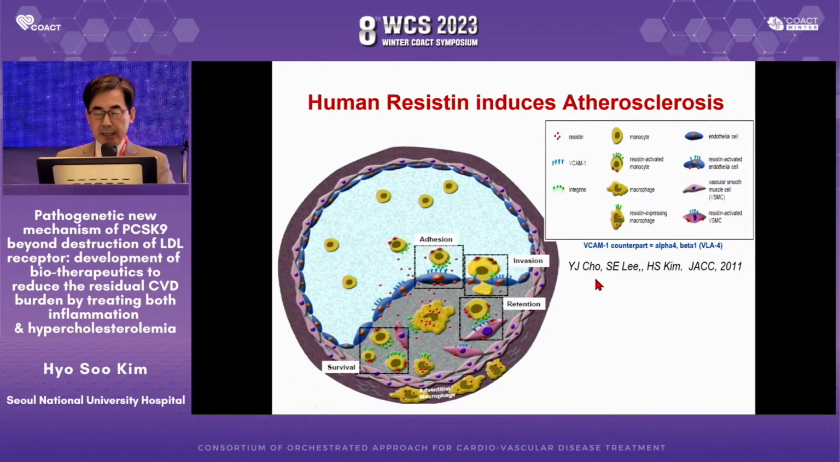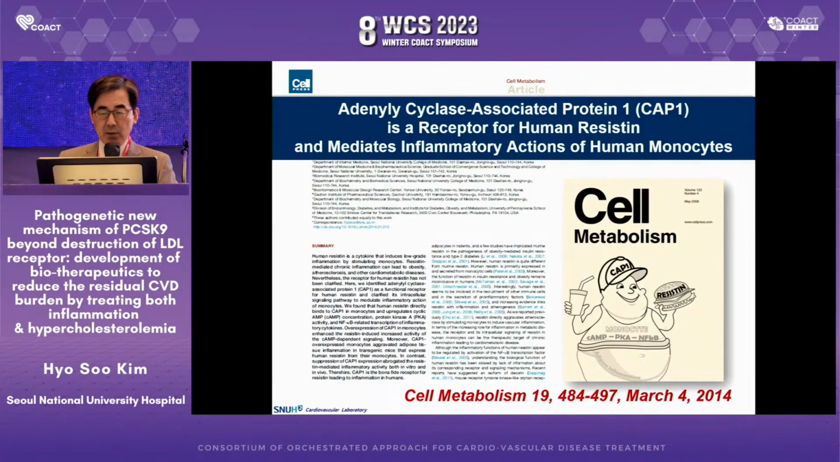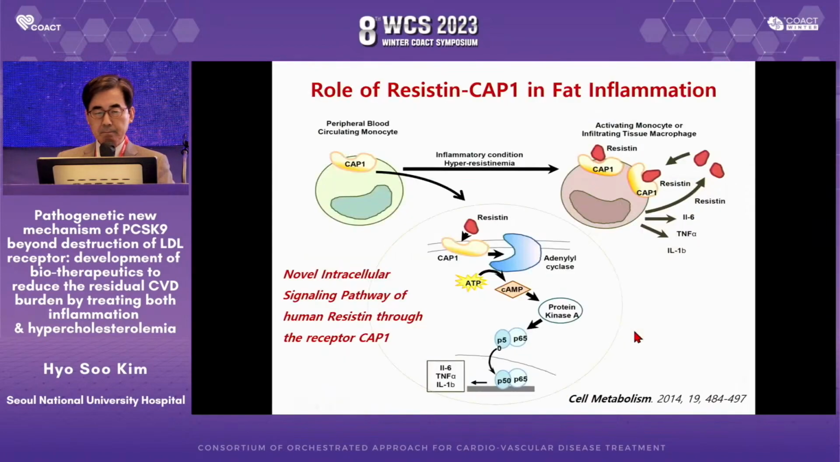When I published this paper, I tried to block the resistin signal, but at that time there was no known receptor for resistin. Thus, I tried to clone the receptor for human resistin. After a 3-year endeavor, we finally cloned the human resistin receptor, that is adenylyl cyclase-associated protein 1, CAP1. The resistin-CAP1 axis mediates inflammatory actions of human monocytes. In other words, resistin can bind CAP1, leading to induction of cyclic AMP, PKA, NF-kappa B, and many cytokines in monocytes and macrophages in humans. The signaling pathway is shown here: resistin-CAP1, adenylyl cyclase, cyclic AMP, PKA, NF-kappa B, and many cytokines, including interleukin 6.